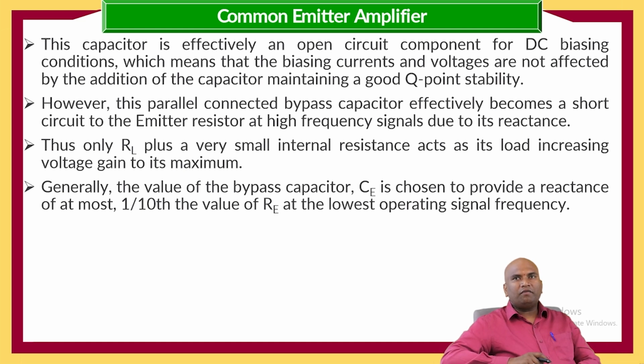So generally the value of bypass capacitor CE is chosen to provide a reactance of at most 1/10 of the RE at the lowest operating signal frequency. That is nothing but the impedance or reactance offered by the capacitor should be equal to 1/10 times the value of the RE.